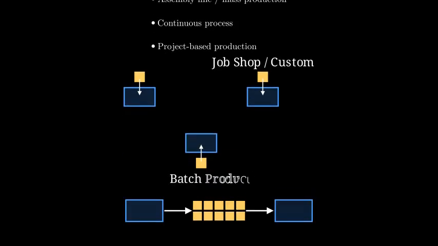Second, batch production. Here, items are made in groups or batches. The process is repeated for each batch, and then the equipment is reset for the next batch. This is common in bakeries, clothing runs, and small manufacturing lots. In the diagram, notice the group of items moving together.